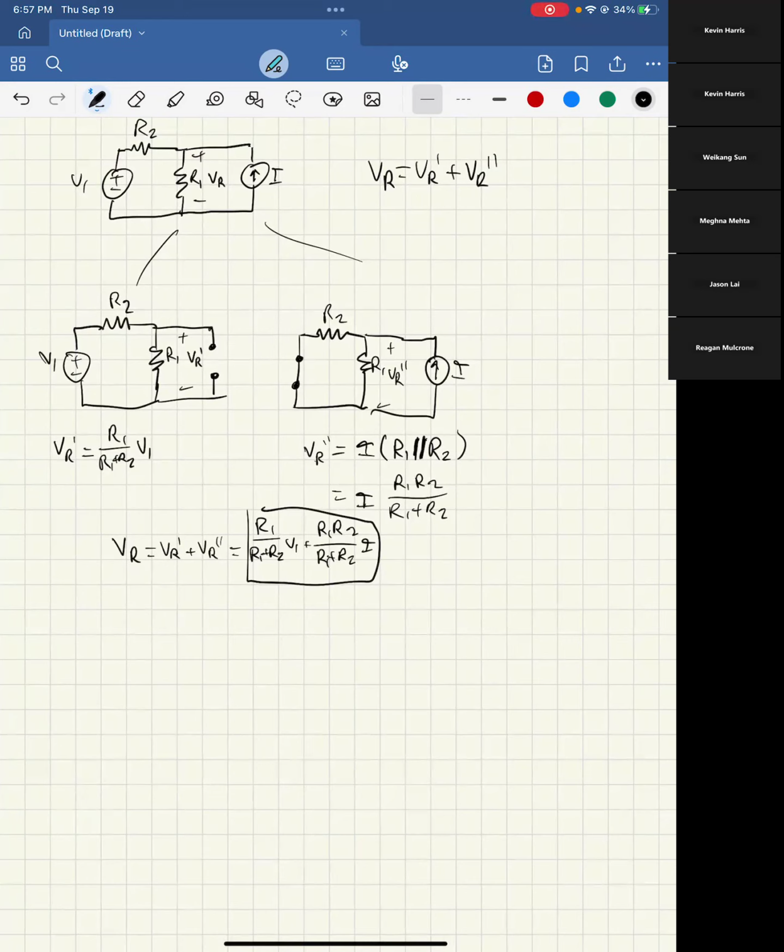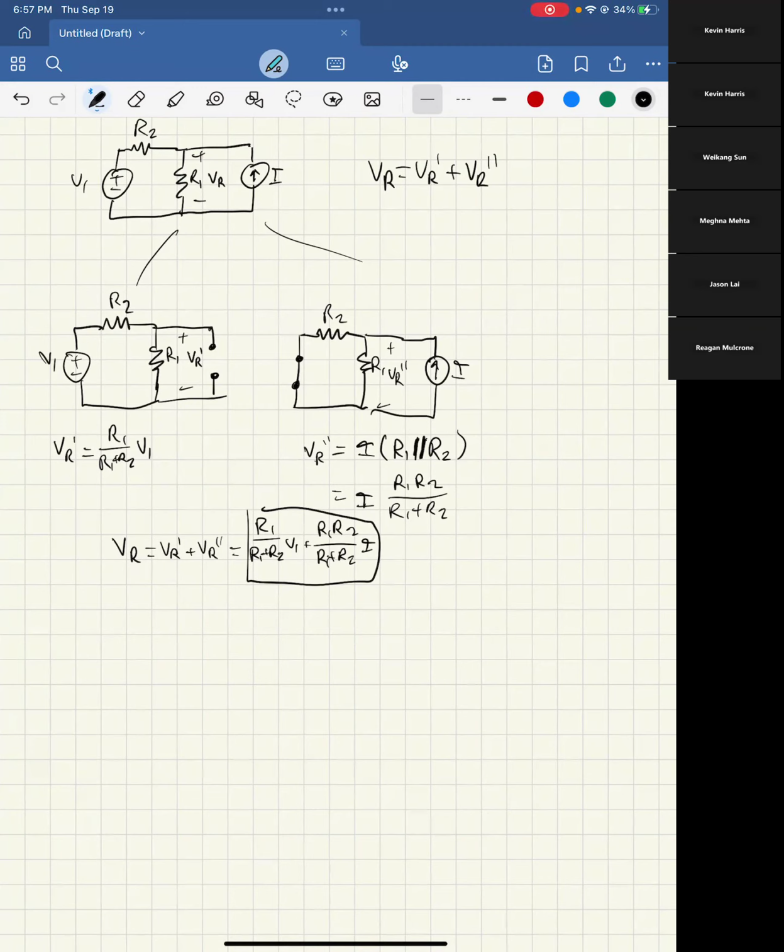So why is VR prime equal to R1 divided by R1 plus R2 times V1, but VR prime prime equals I times R1 R2 divided by R1 plus R2? I get the second one, I get what you're asking about.